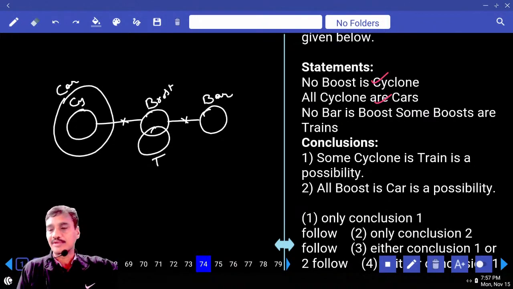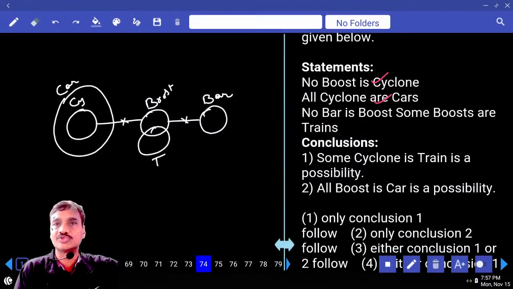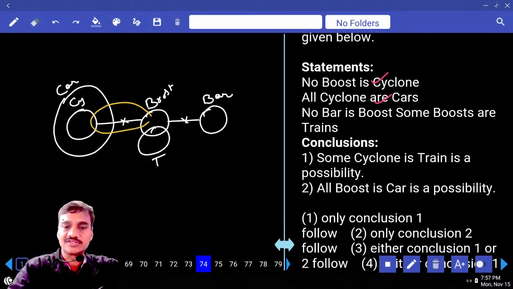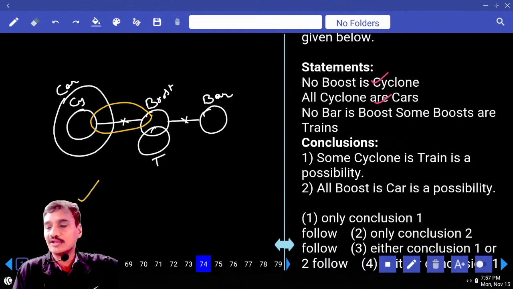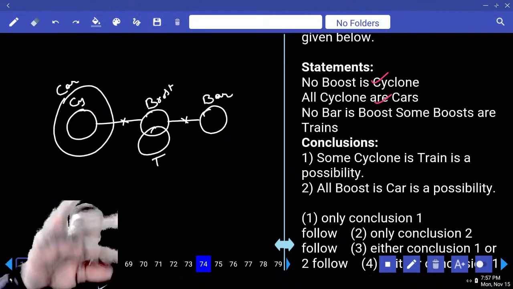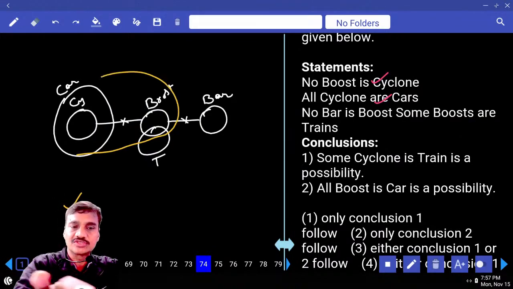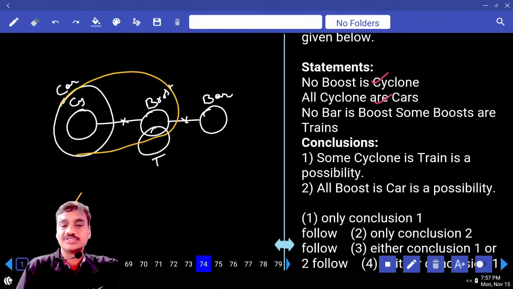Done? Then coming to the first one, some cyclones are trains is a possibility. Some cyclones are trains. Konni cyclones trains kalavachu annaru. Kalise chance unda leda? Yes. Cyclone ni train ee vidhanga extend cheskunte there is a possibility. All boost or car is a possibility. Boost anta car avvachu ani annadu. Cheppandi, boost anta car ayye chance unda leda? Boost anta car ela avutundi? Now this car I am extending like this. Ila raskochu kada car ni, and this entire boost is a part of this car. Now ఈ రెండు కలవకూడదు, ఇప్పుడు కూడా మనం కలపట్లేదు. Hence it is again possible.